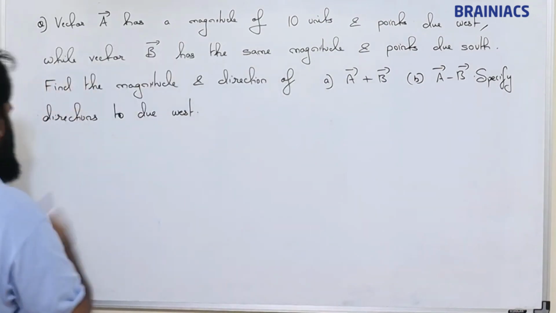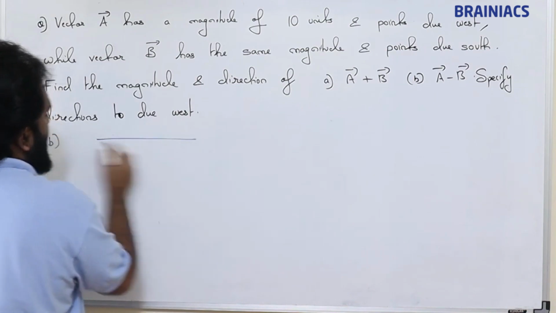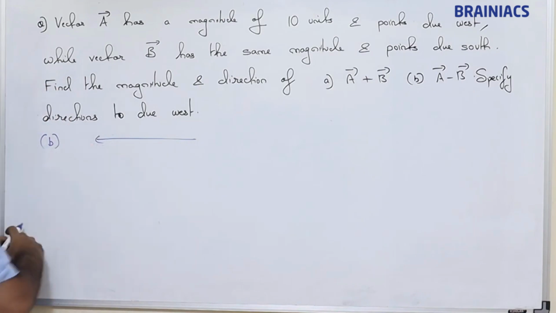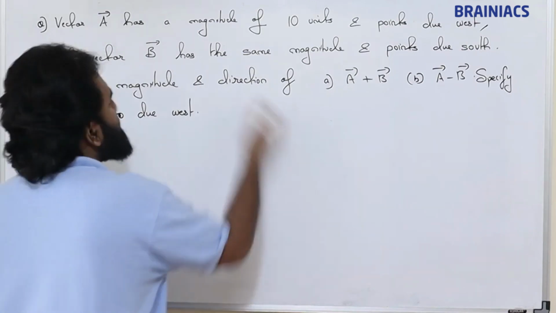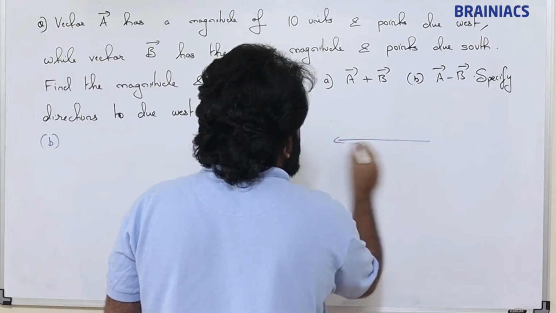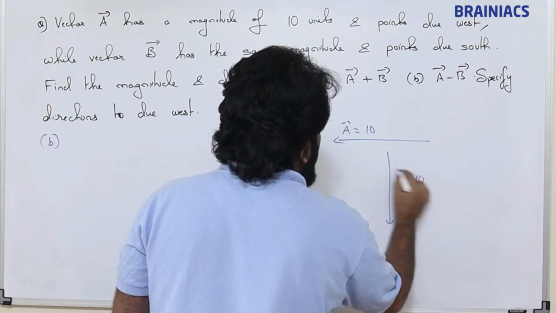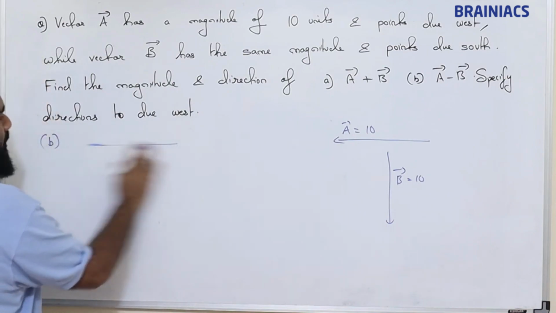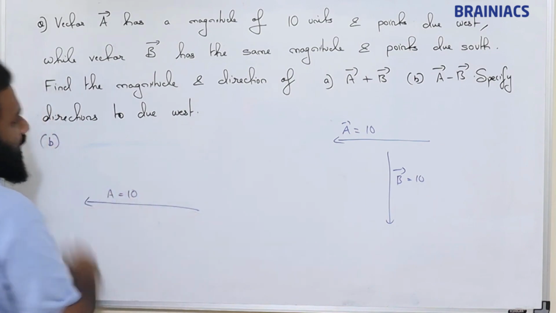Now specify the directions: due west. West means this is the direction. So the 45 degree which we have given is with respect to this horizontal vector, which is nothing but west. Now A minus B. So A is this, and B is this. This is vector A, 10 units.